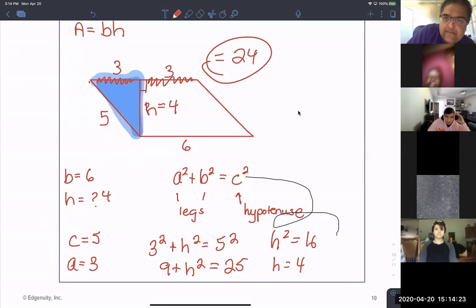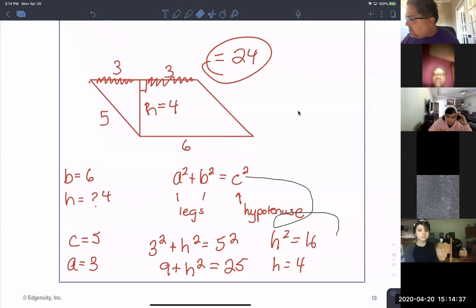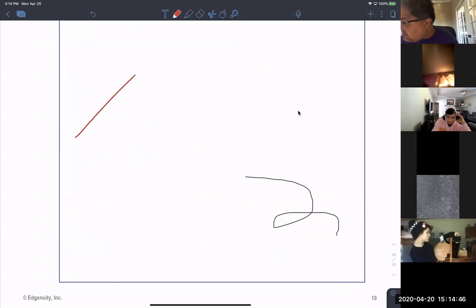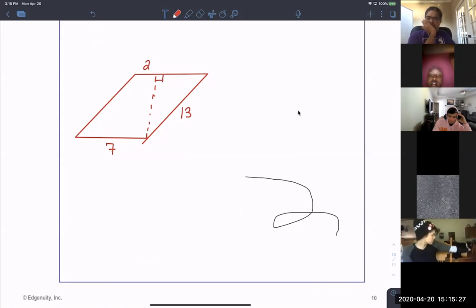So there are problems that you'll have like that. Let's do another one. Okay, find the area.